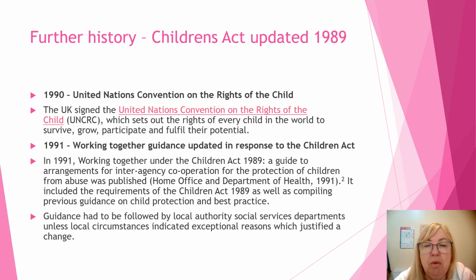1990, the United Nations Convention on the Rights of the Child was identified, which sets out the rights of every child in the world to survive, grow, participate, and fulfil their potential. So picking up on some of that, and the review of the Children's Act in 1989 about interagency cooperation, they had to change the working together guidance a little bit more because they changed the Act a little bit. And guidance had to be followed by local authority social services departments. So it became very clear legislation. It wasn't really just guidance. It was, this is what you've got to do. Okay.